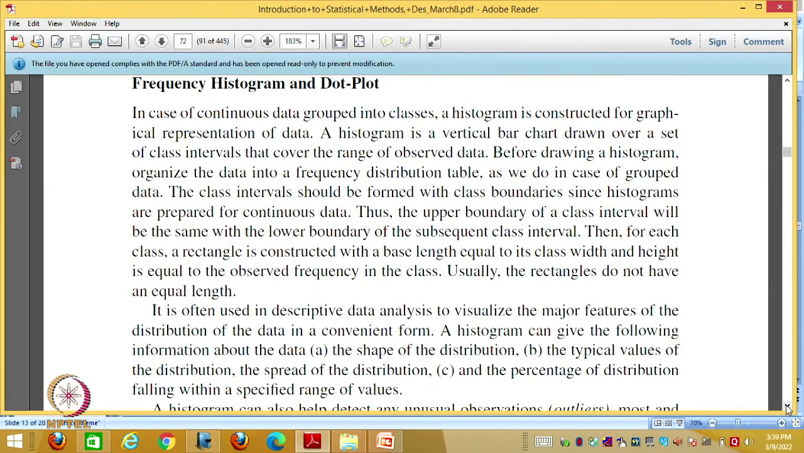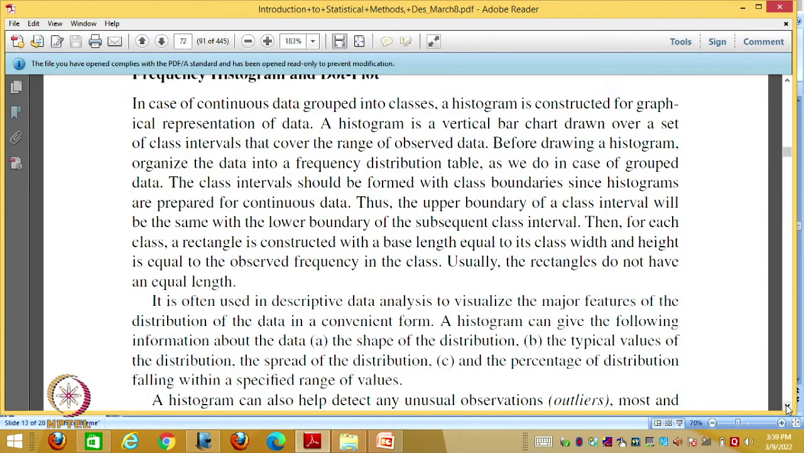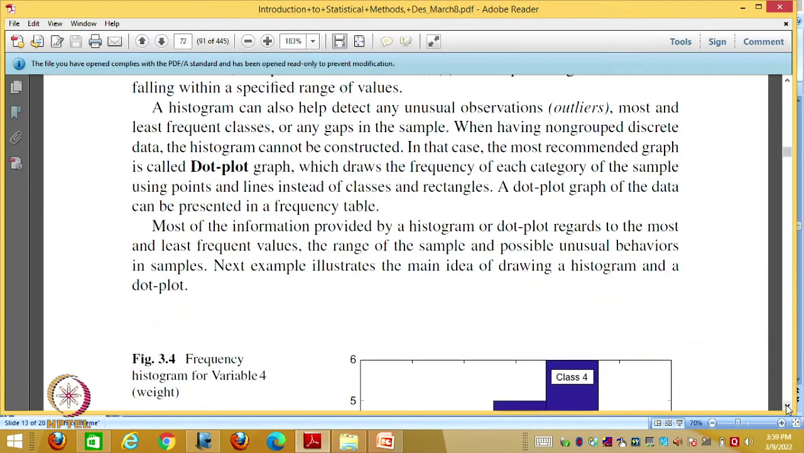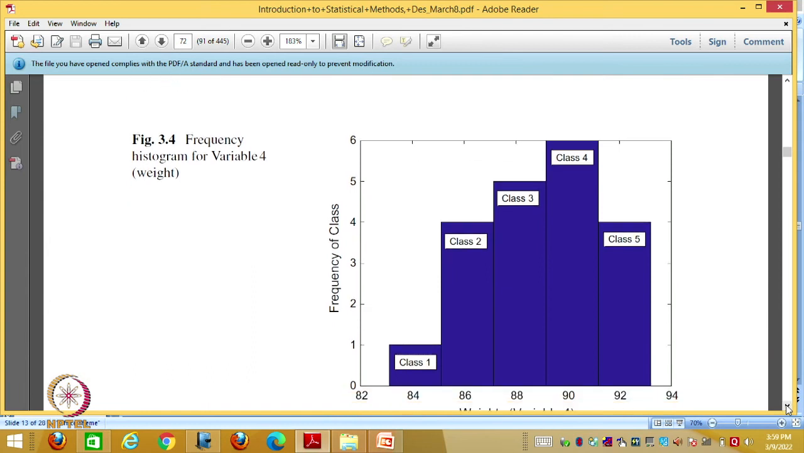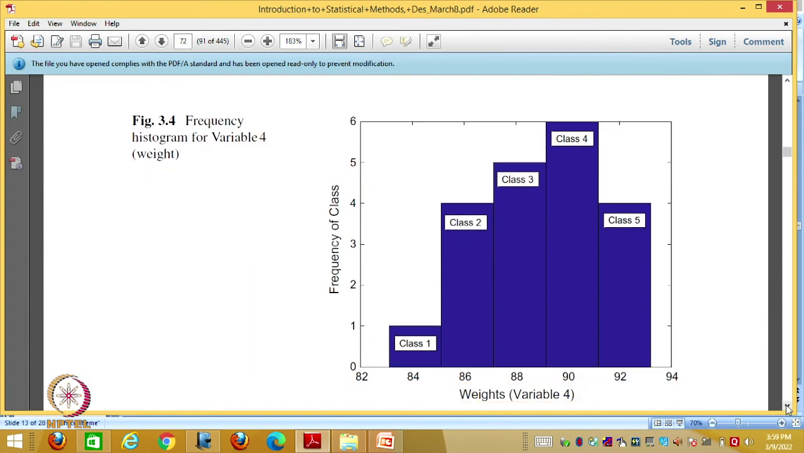Then it is possible to make a frequency histogram also and the dot plot. So, this is going to be called a frequency histogram. The same thing that I explained with the 70 students, the marks obtained in the different intervals, that is possible with the different intervals and the frequency of the class. So, the same thing is done for this particular example.